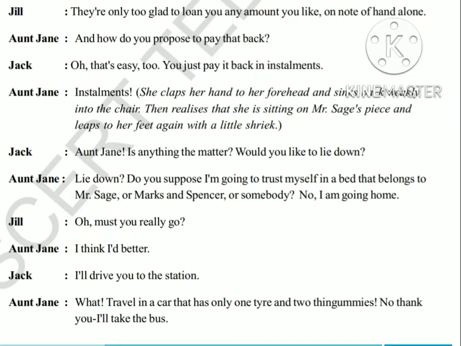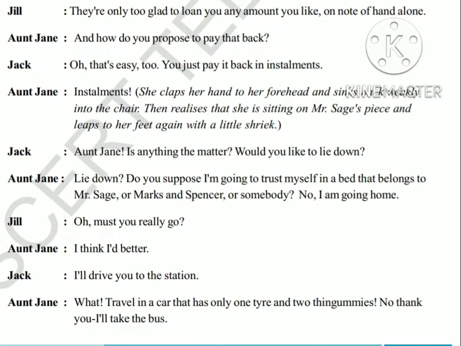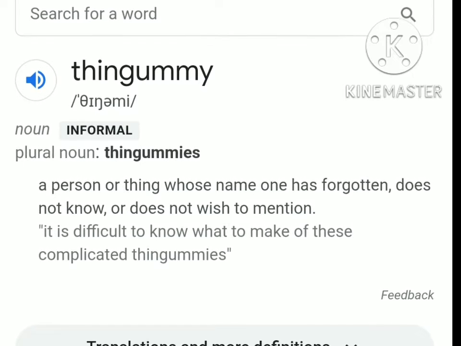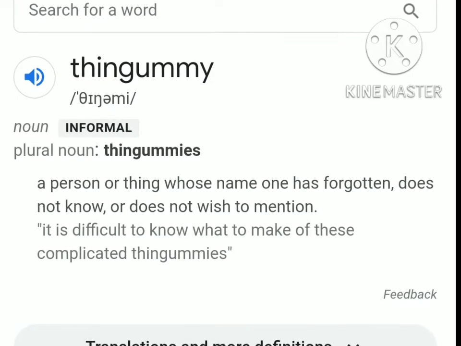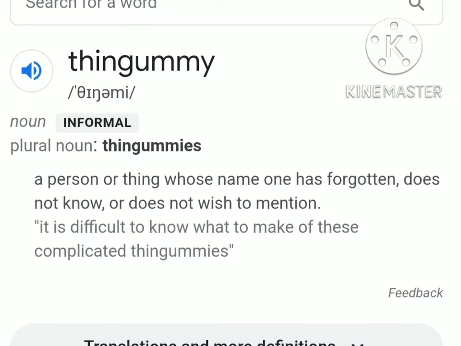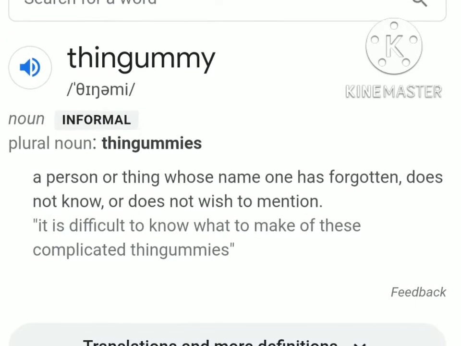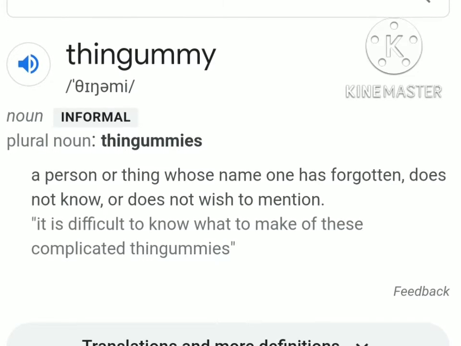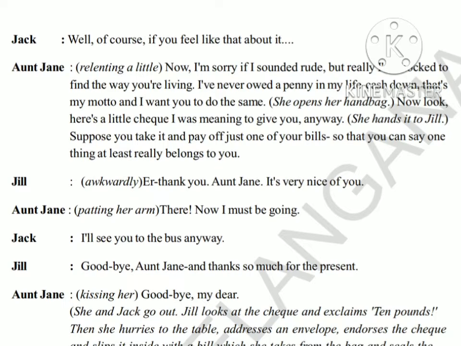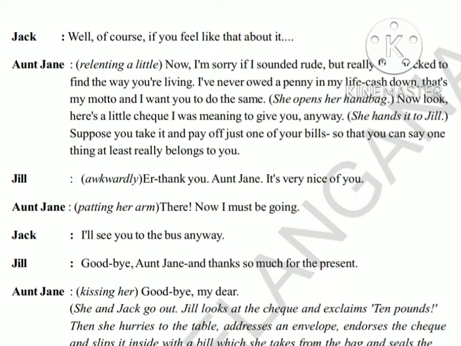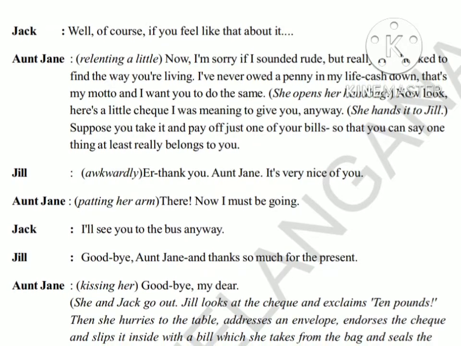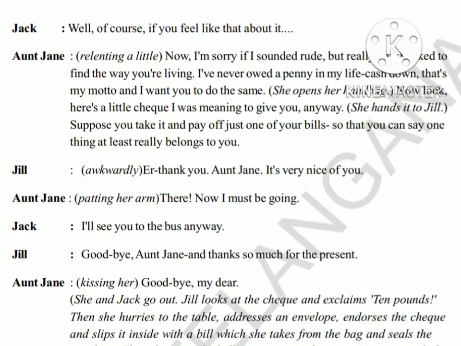So here thingy means a word used in spoken English when the name of an object has been forgotten. So when Jack asked, "I will take you and drop you at the station," Aunt Jane said that you don't even have a proper car of your own. Such a car I will not get in. That car doesn't have even one tire of its own, and two thingies.